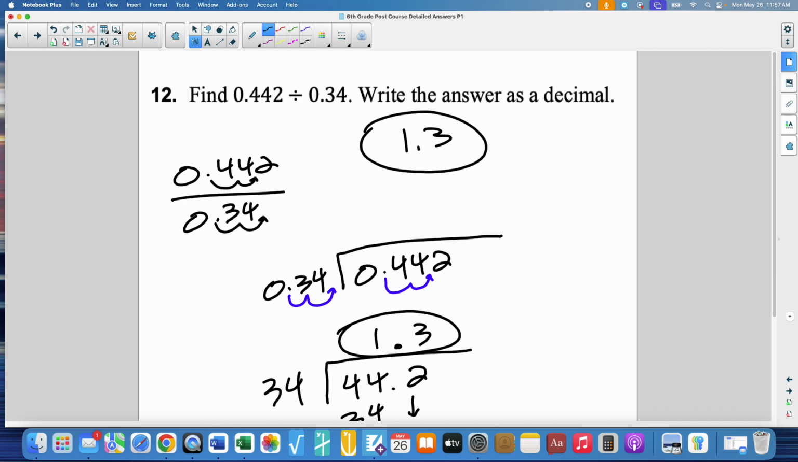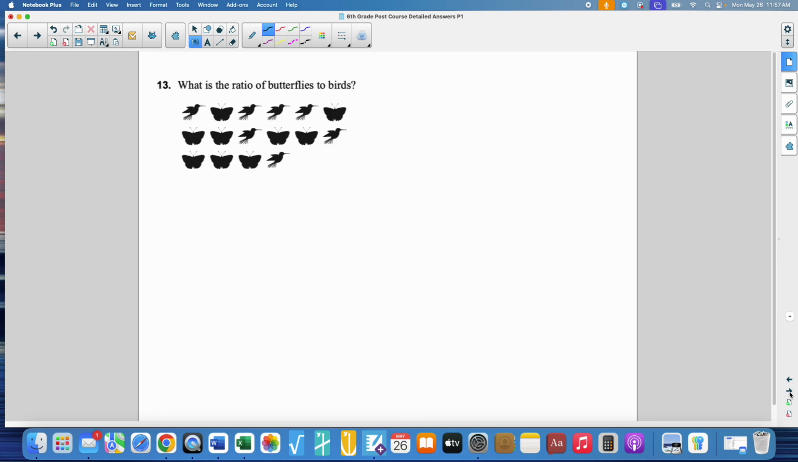Okay? So these are all skills that you should have learned and mastered in 5th, 6th, 7th grade. 8th grade, we're not dealing with these skills. Here we go, it's the 6th grade post-course detailed answer. So in 6th grade, you should be able to complete these types of problems.